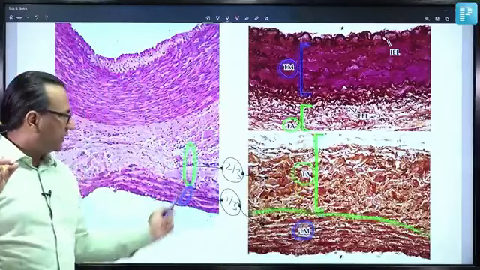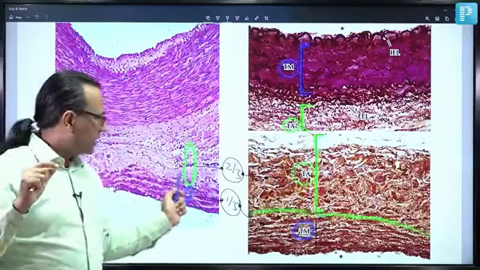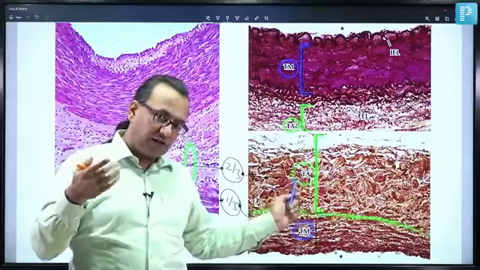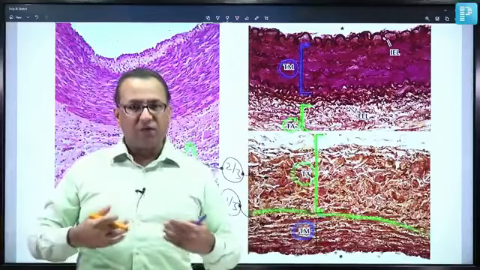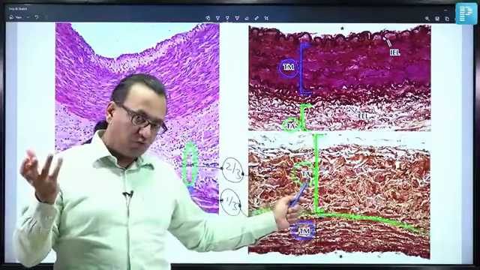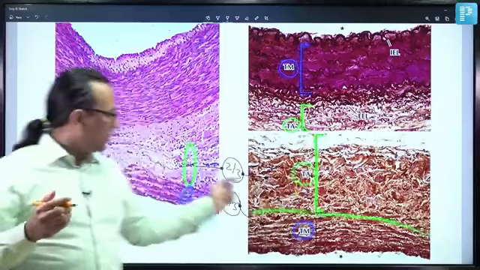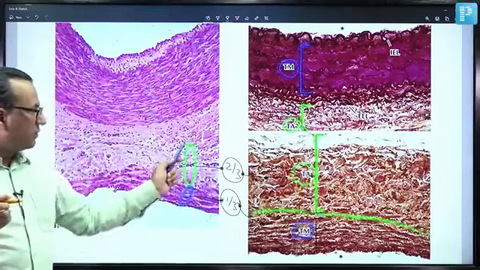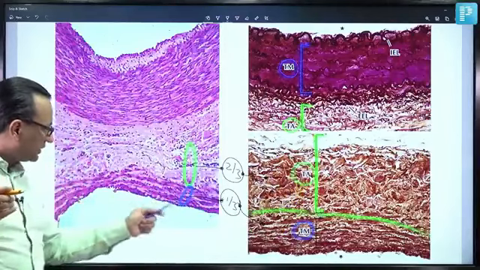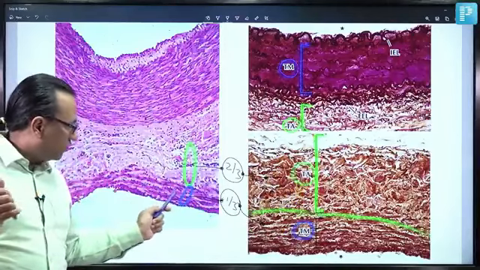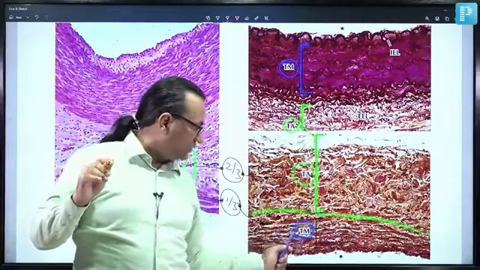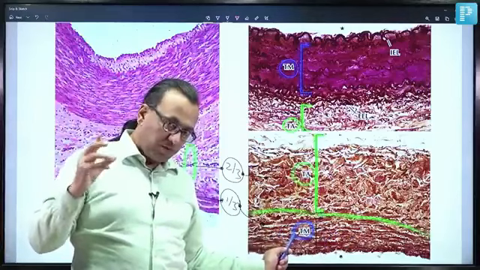So splenic vein can have smooth muscles in the tunica adventitia, but still, if you go for larger veins like inferior vena cava, in inferior vena cava, tunica adventitia will have a lot of smooth muscles. Now, since we are talking about splenic vein, the smooth muscles will be more prominently seen in the tunica media. So these are all smooth muscle cells, and there will be very few elastic fibers. So tunica media of a vein will have mostly smooth muscles.